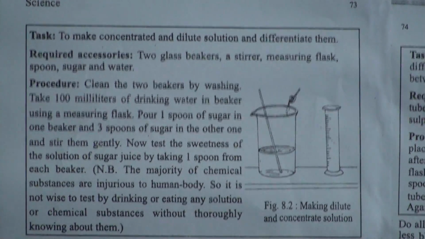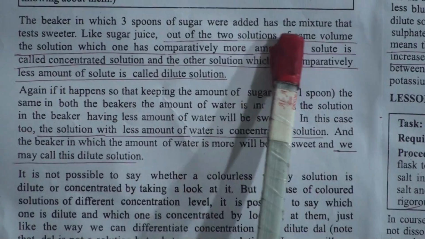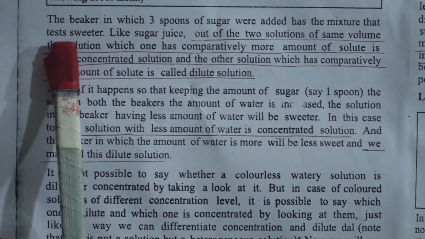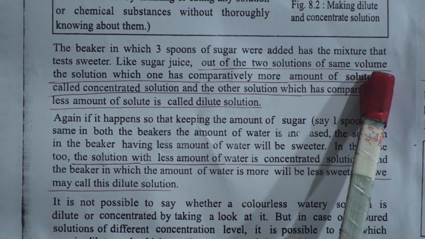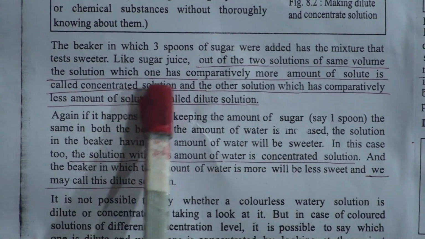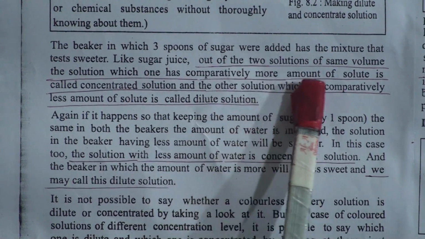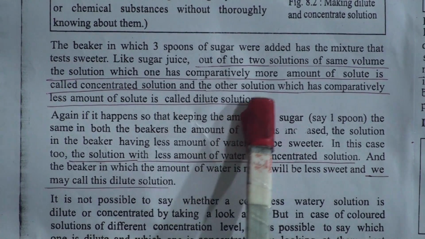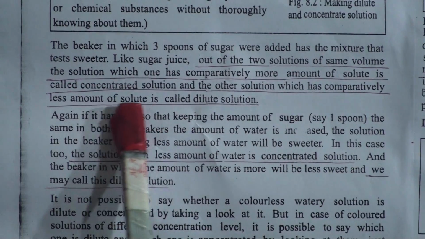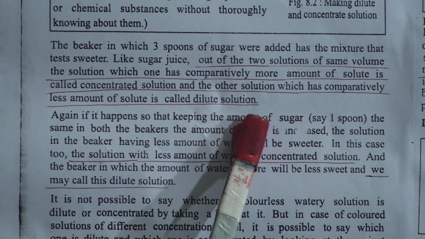So the beaker in which 3 spoons of sugar were added has the mixture that tastes sweeter. Like sugar juice, out of the 2 solutions of the same volume, the solution which has comparatively more amount of solute is called concentrated solution, and the other solution which has comparatively less amount of solute is called dilute solution.